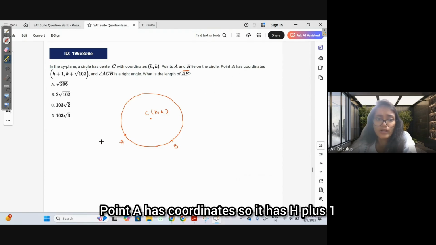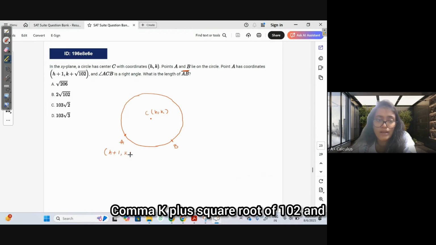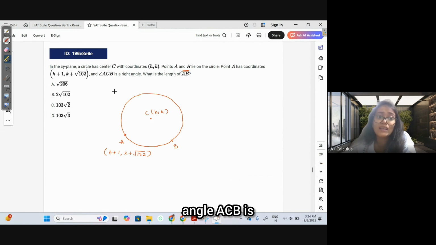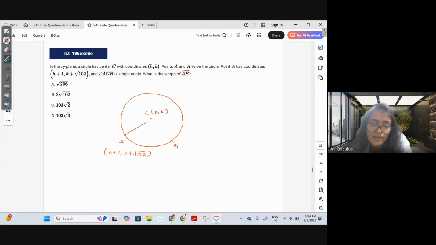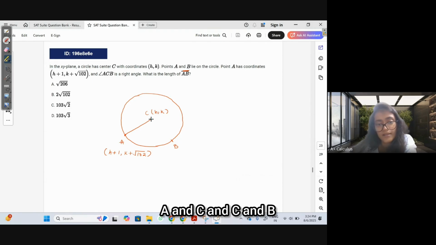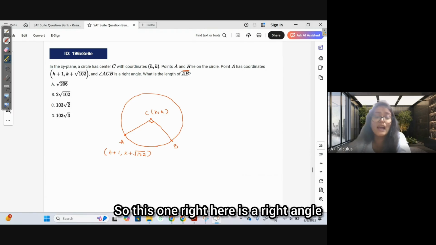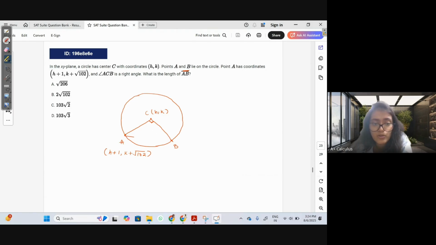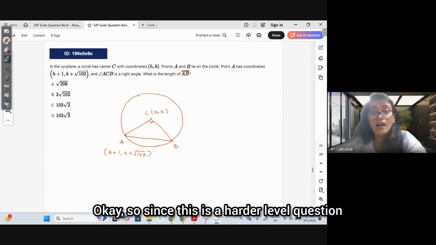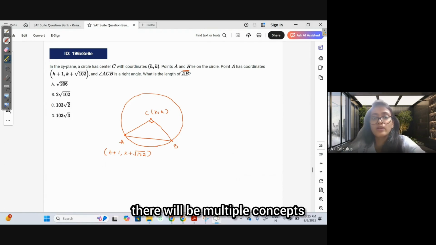Point A has coordinates h plus 1, comma k plus square root of 102. And angle ACB is a right angle. So I'm going to connect A and C and B. So this one right here is a right angle. We have to find out the length of line segment AB. So this is AB.